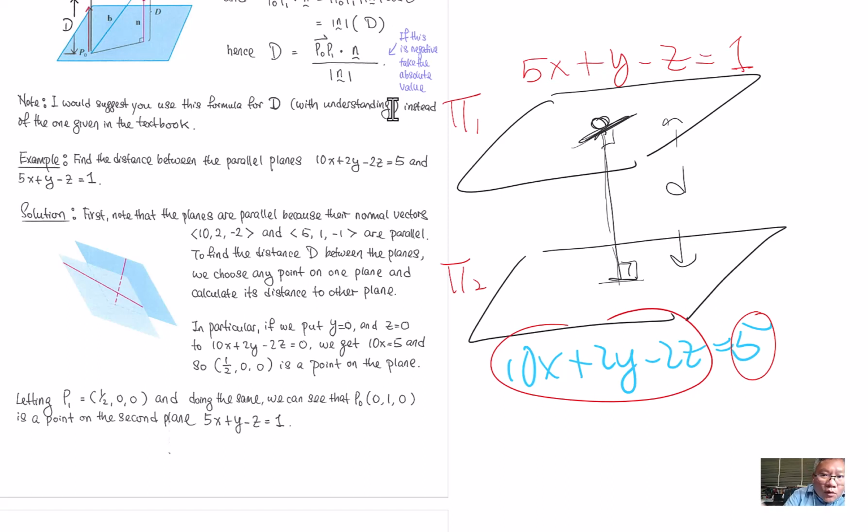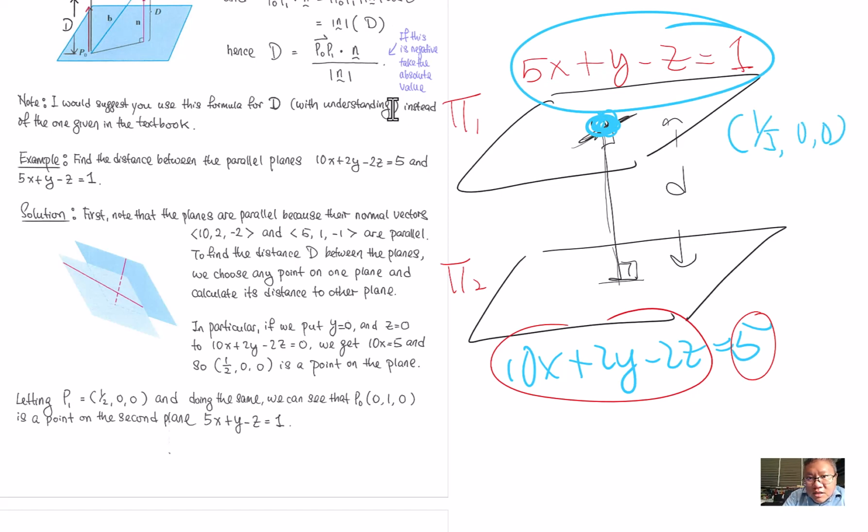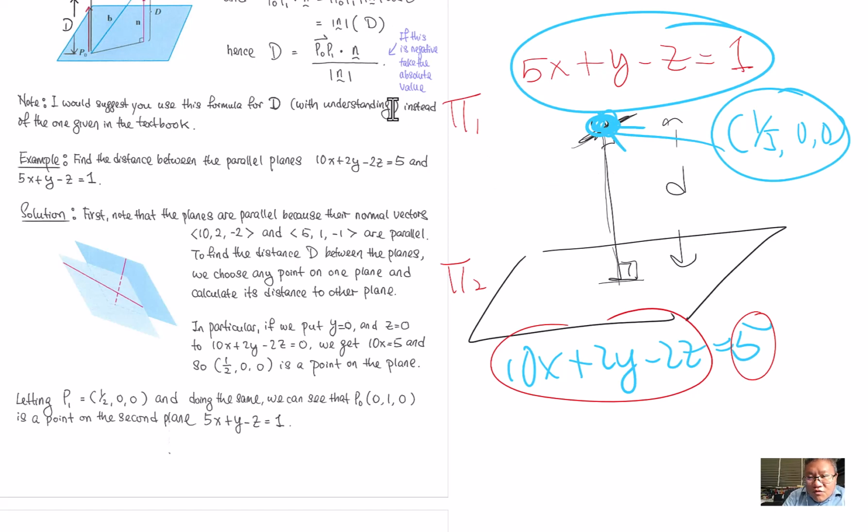So for example, we know (1/5, 0, 0) is on that plane. Then I don't need to look at the plane anymore, because I just need to look at this point, (1/5, 0, 0). If I can find the shortest distance between this point and the other plane, I get the shortest distance between the 2 planes. So it's very easy. What you need to do is find one of the points that's on the plane and then reduce that to the problem that you have seen before. And that's how you do this kind of problem.